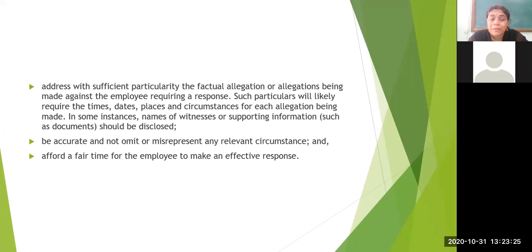So if there's a spelling mistake here, or a comma, these are certain manual errors, and it can happen in any case. But the person who is drafting the letter must take these very, very important facts into account and draft the letter. Address with sufficient particularity the factual allegation or allegations being made against the employee requiring a response. Now, such particulars will likely require the time, date, place, circumstances for each allegation being made. In some instances, names of the witnesses or supporting information such as a document should be disclosed. So it is very, very important.